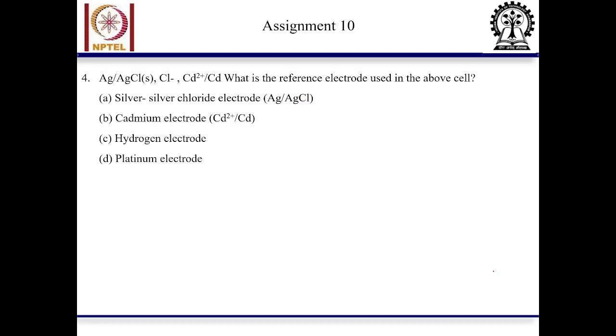Now this one, question number 4: AgCl, Cl minus, cadmium 2 plus, cadmium. What is the reference electrode used in the above cell? Silver chloride, cadmium electrode, hydrogen electrode, or platinum electrode? Can anyone write in the chat box what the answer is for this question number 4?